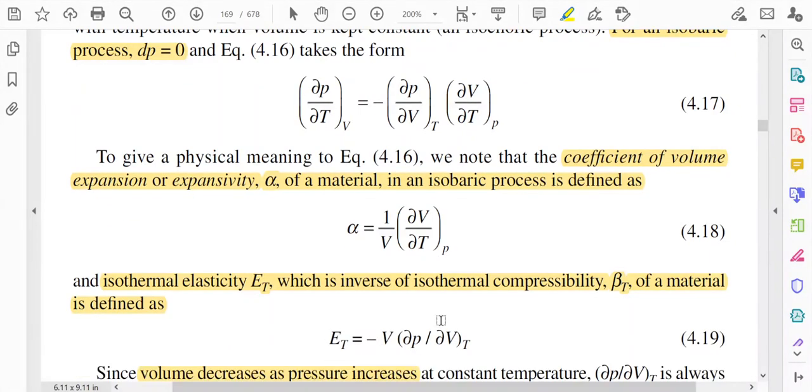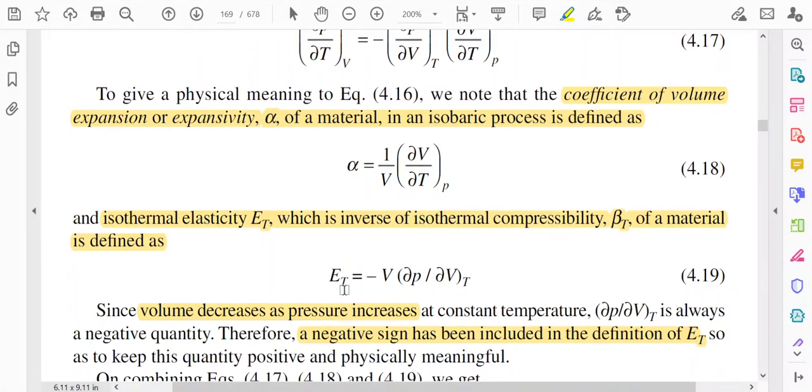Now let us define another parameter, that is isothermal elasticity E_T. Isothermal elasticity is the inverse of isothermal compressibility beta_T, and E_T is defined as E_T = −V (∂P/∂V)_T. ∂P/∂V means rate of change of pressure with respect to volume when temperature is constant. As temperature is constant, it is known as isothermal elasticity.